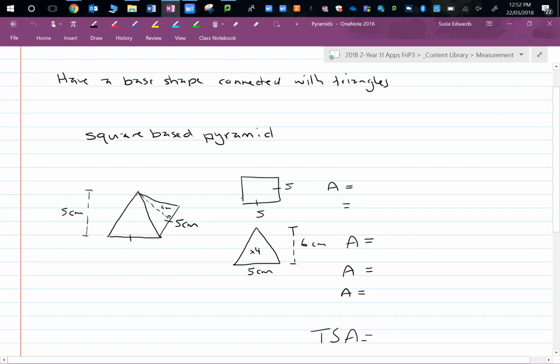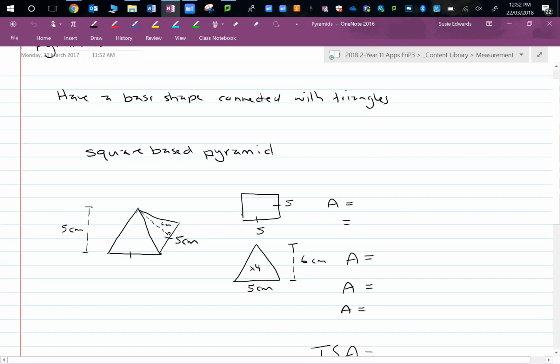All right, so a pyramid, can you write pyramid? A pyramid has a base shape connected with triangles. They're usually named by their base shape. So, for example, a square-based pyramid has, and we've already talked about this, a square as a base, and then it has 4 triangles.